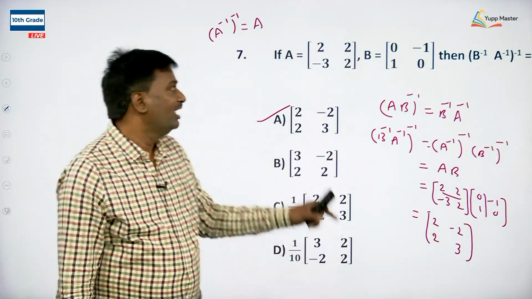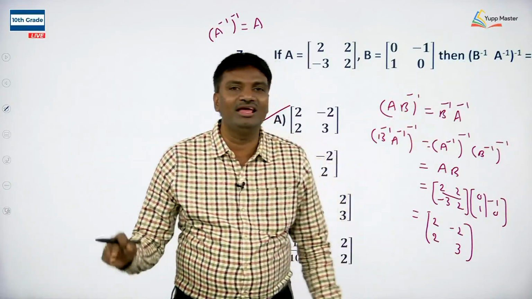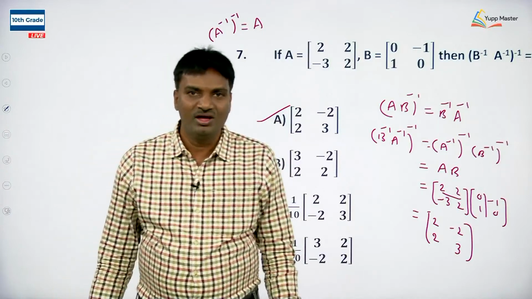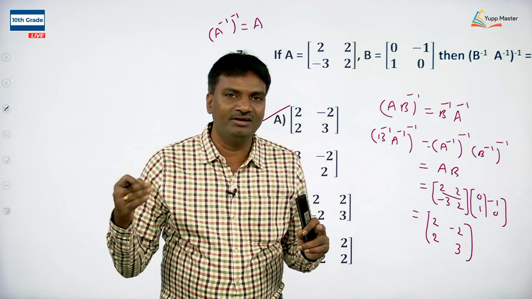Just a simple problem. Here we have two matrices A and B. Find B inverse, A inverse, whole inverse. Simple.